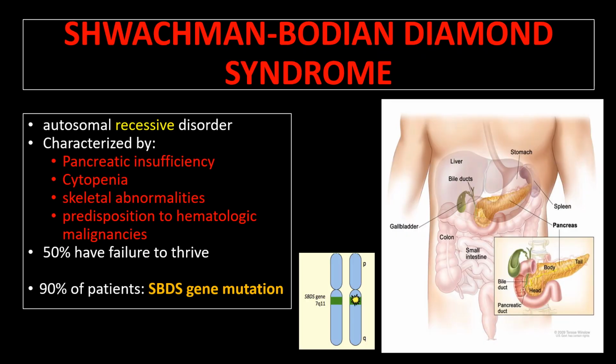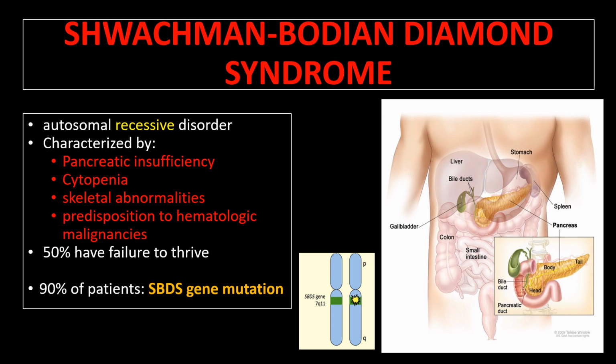Now let's proceed to the third type of your inherited aplastic anemia, which is the Shwachman-Bodian-Diamond syndrome, an inherited multi-system disorder that is autosomal recessive, characterized by pancreatic insufficiency and peripheral blood cytopenia with decreased pancreatic enzyme secretion. The pancreatic insufficiency causes gastrointestinal malabsorption, which typically presents in early infancy.